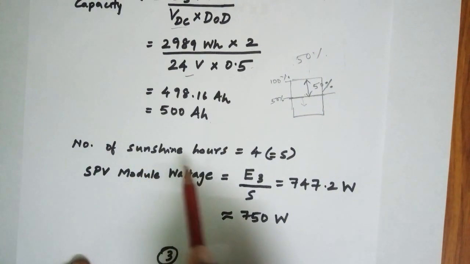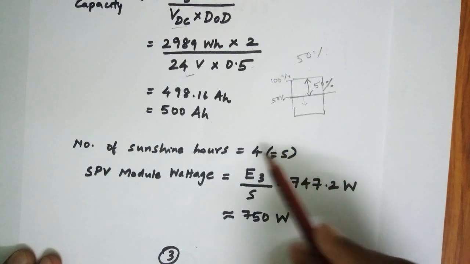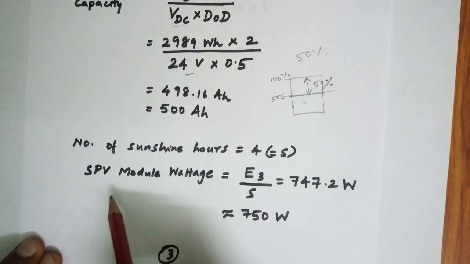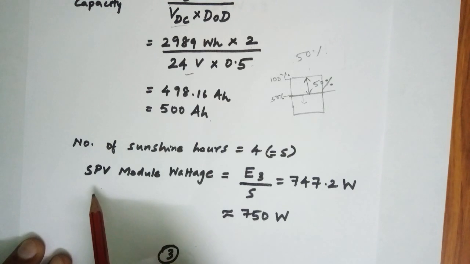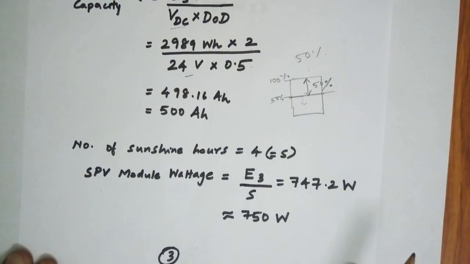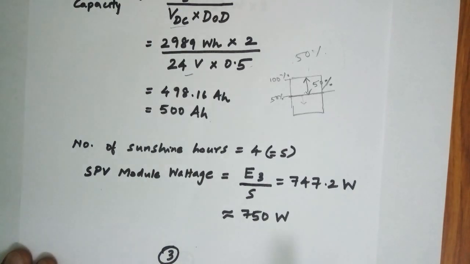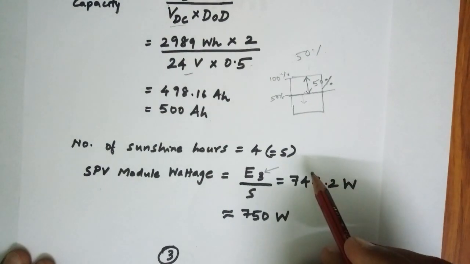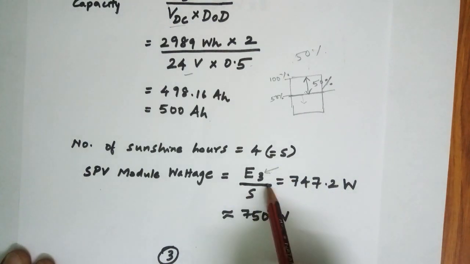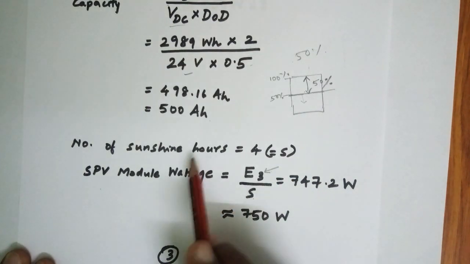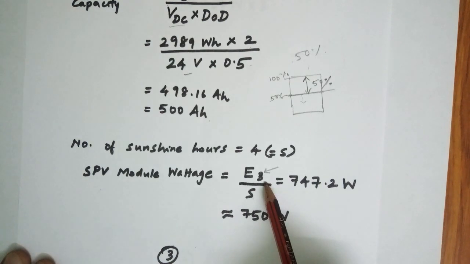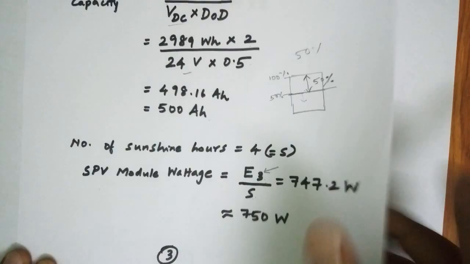Next is the number of sunshine hours. It can vary between 4 to 5 hours. Now you have to find the module wattage. So how can you calculate the module wattage? So this is the battery input. The battery input divided by the number of sunshine hours. So E3 is 2989 watt hour divided by 4. You will be getting approximately 750 watts.